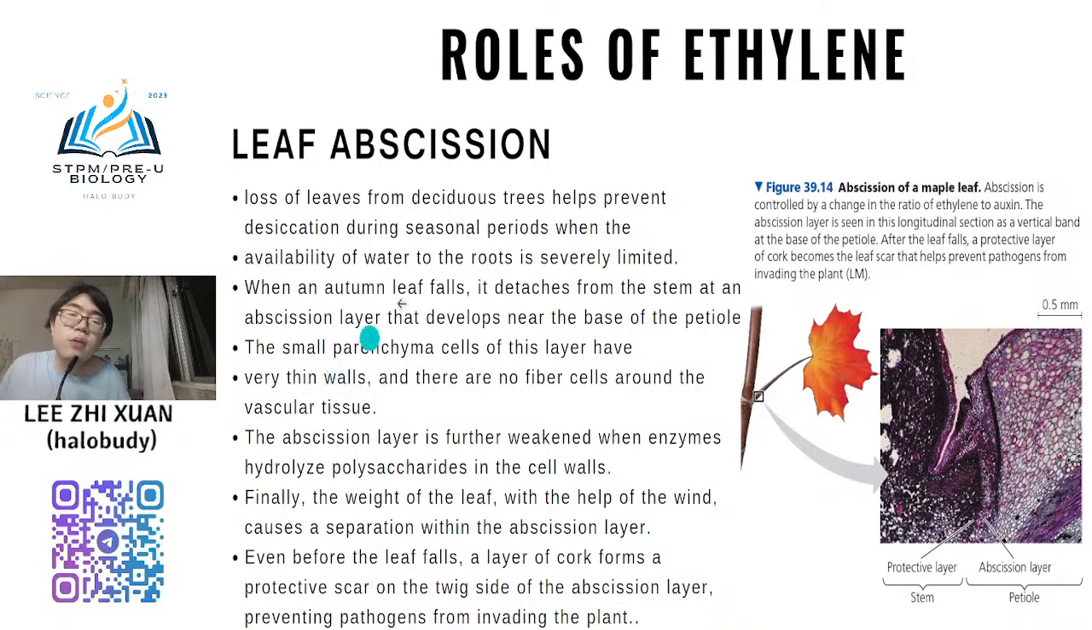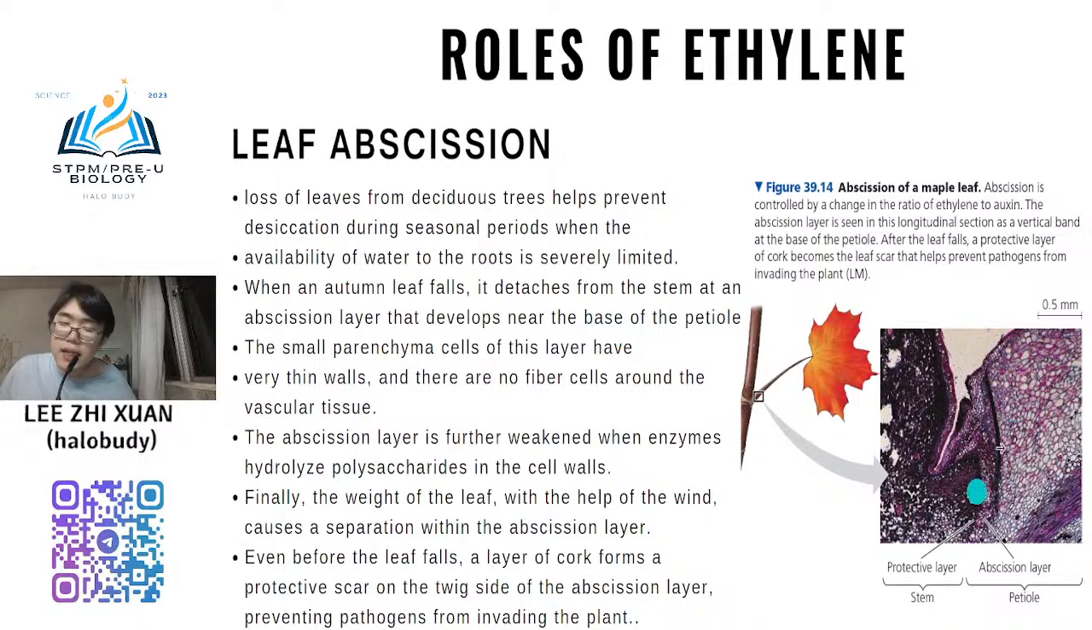Okay, so normally leaf abscission is the loss of the leaf from deciduous trees, which helps prevent desiccation during the seasonal period where the availability of water to the root is severely limited. Yeah, so meaning that this one is kejatuhan daun lah. Okay, when an autumn leaf falls, it detaches from the stem at an abscission layer that develops near the base of the petiole.